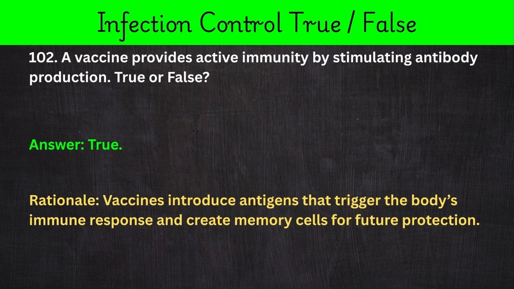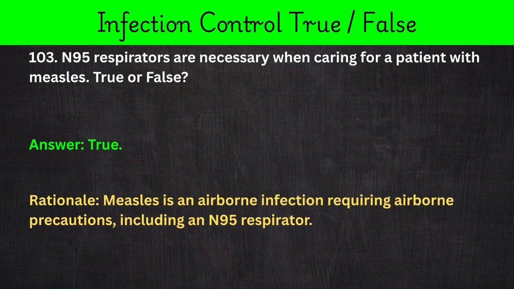True or false? Answer: true. Rationale: vaccines introduce antigens that trigger the body's immune response and create memory cells for future protection. 103. N95 respirators are necessary when caring for a patient with measles.